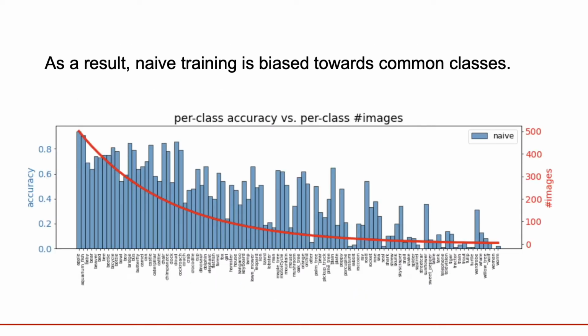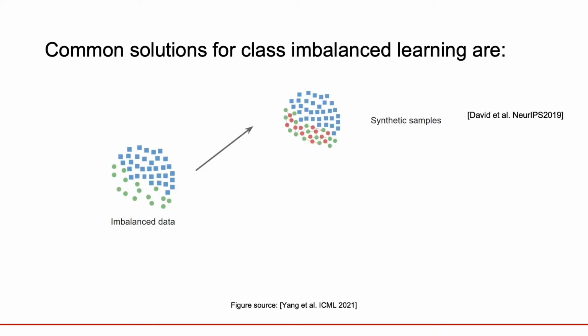The problem with imbalanced datasets is that a deep learning model will be biased towards common classes. In this example, we can clearly see that the naive model performs less well on rare classes. However, high recognition accuracy on rare classes is often crucial in various real-world applications, such as autonomous driving and medical image analysis.